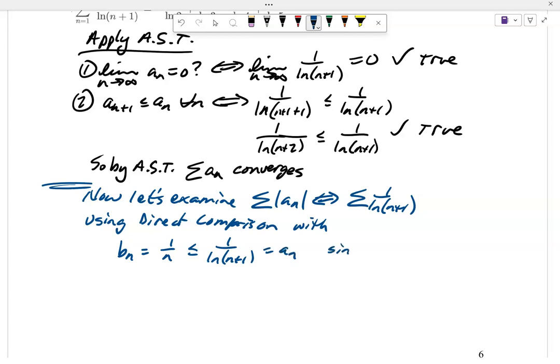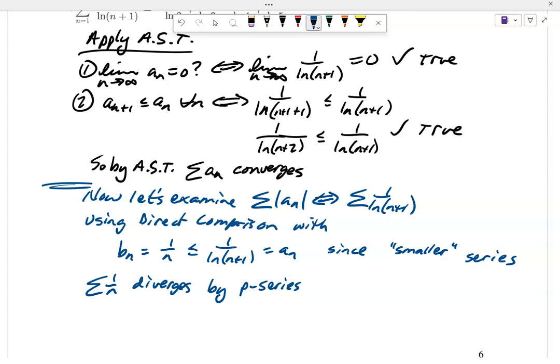So since the smaller series 1 over n diverges by the p-series, 1 over n to the p, so p is the 1, right? So p is less than or equal to 1, greater than 0. Then if this smaller series diverges, then the larger series must also diverge.